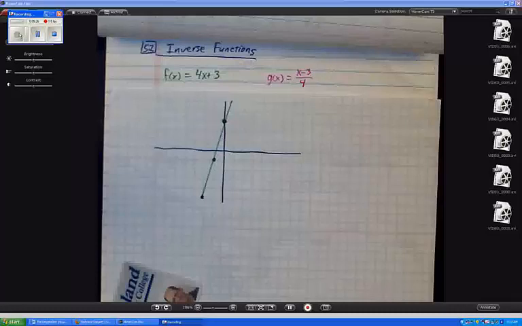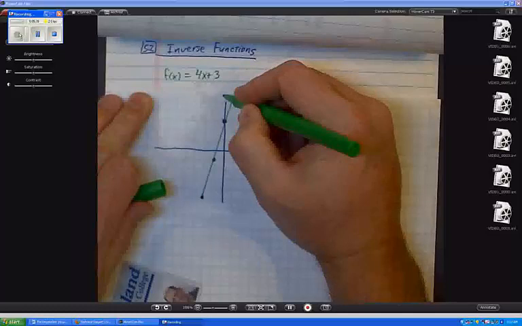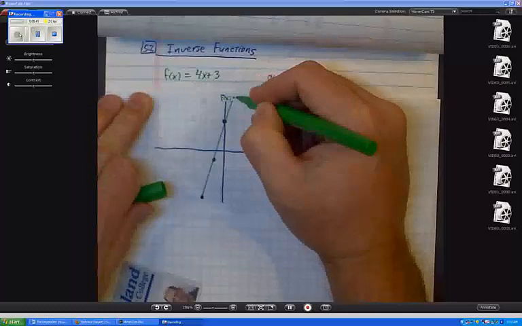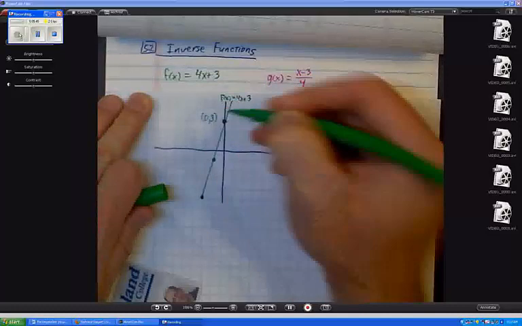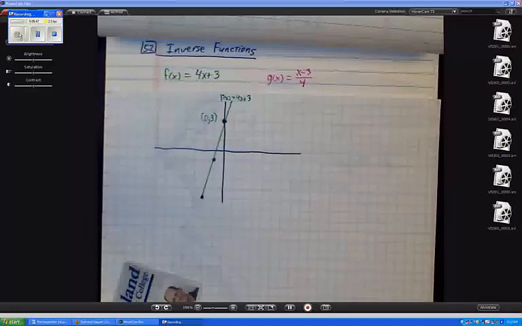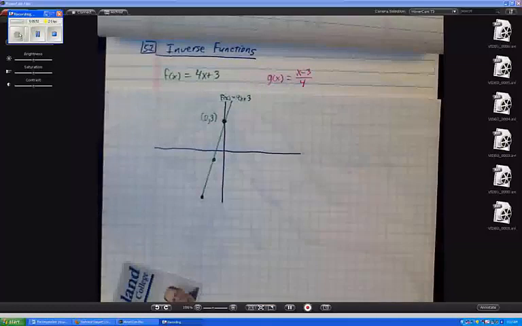So there is f of x. Question, Matt. What's that? What function do you use to graph that? This one here is just f of x is 4x plus 3. So again, I used the fact that the y-intercept was 3, and I have a slope of 4. So if I go up 4 and over 1, I'd be here. Or down 4 and back 1, I'd be there.